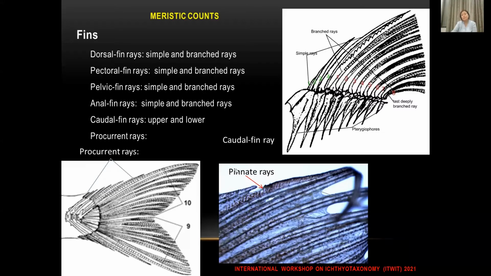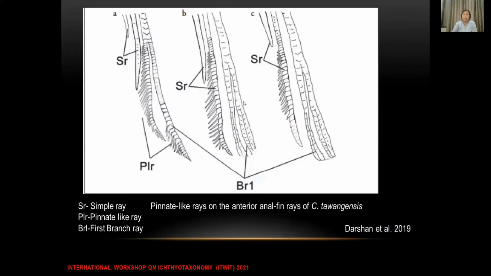Then in some species, like in Creteuchiloglanis or even in the Glyptosternines, we have the pinnate-like rays. Actually, this is a picture of Amblyceps, not from a Sisorid, but still I wanted to show how the pinnate-like rays look. That's why I gave this picture. Then for the pinnate-like rays, this is from Darshan et al. 2001. This is how these pinnate-like rays look in Creteuchiloglanis tawangensis.